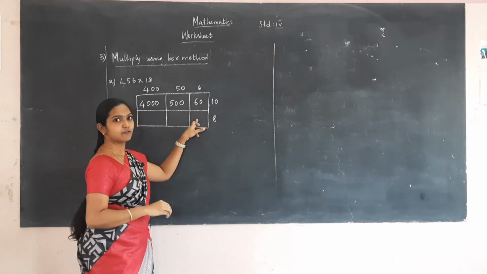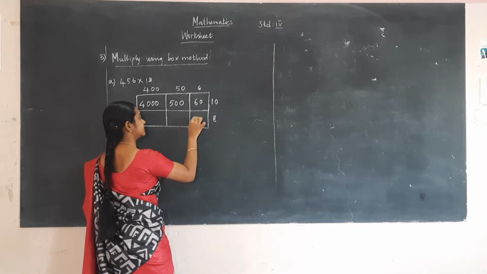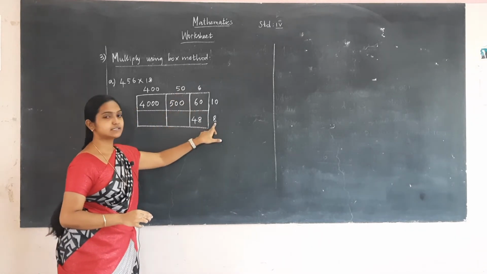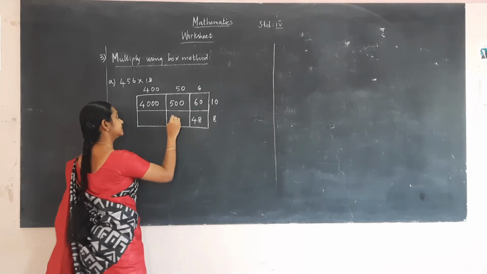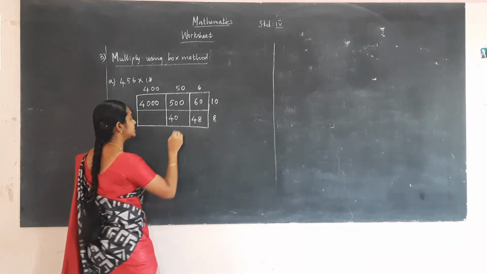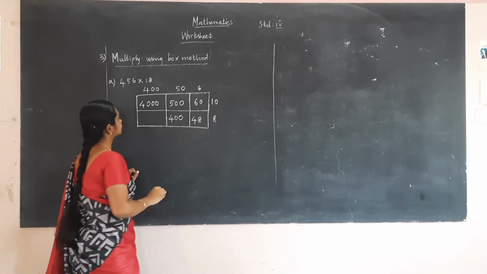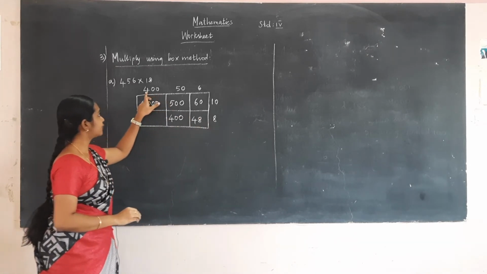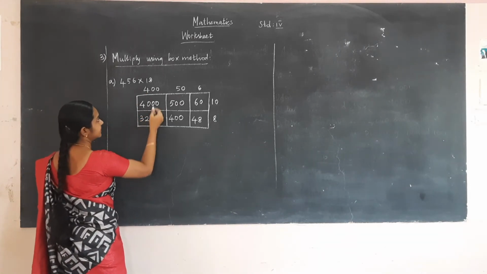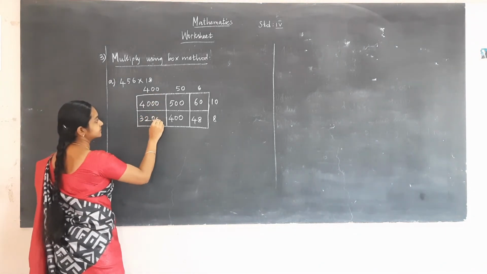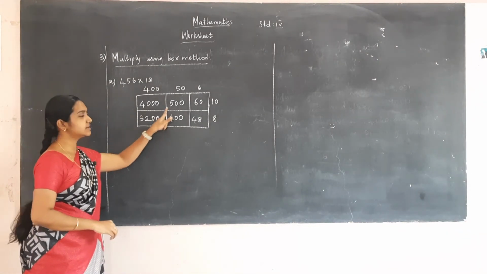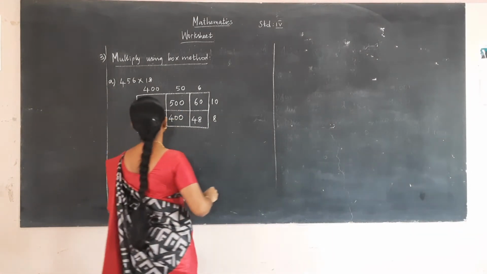6 8s are 48. 5 8s are 40. Here we have 1 zero, so add 1 zero in the box. 8 into 4 is 32. Add 2 zeros. Now we are going to add all the numbers inside the box.